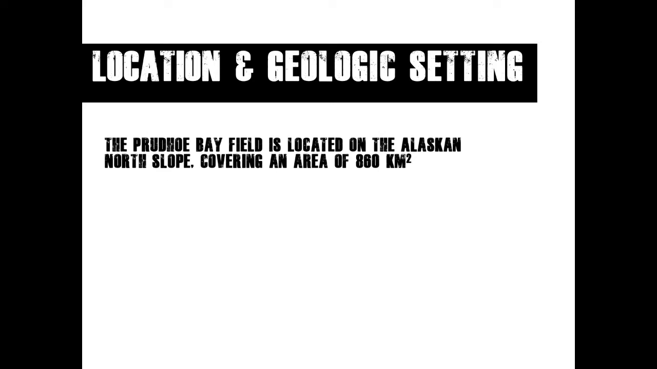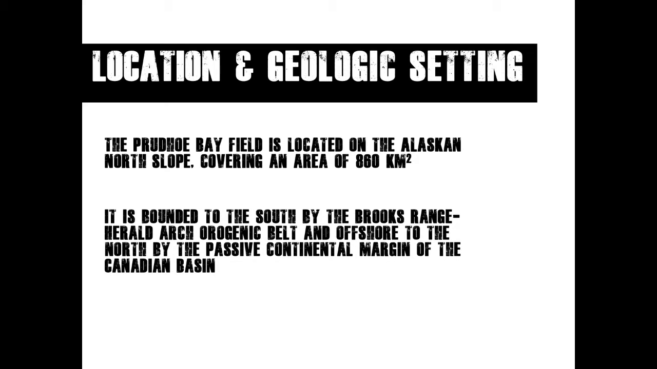It is located on Alaska's North Slope and covers an area of over 860 square kilometers. It is about 1,100 kilometers west of the United States-Canadian border. It is bounded to the south by the Brooks Range-Herald Arch orogenic belt and offshore to the north by the passive continental margin of the Canadian Basin.